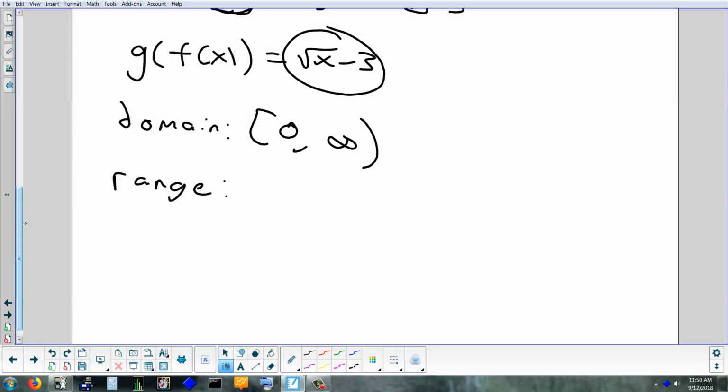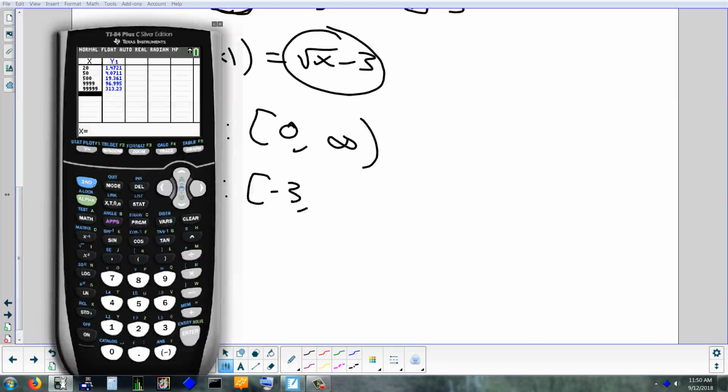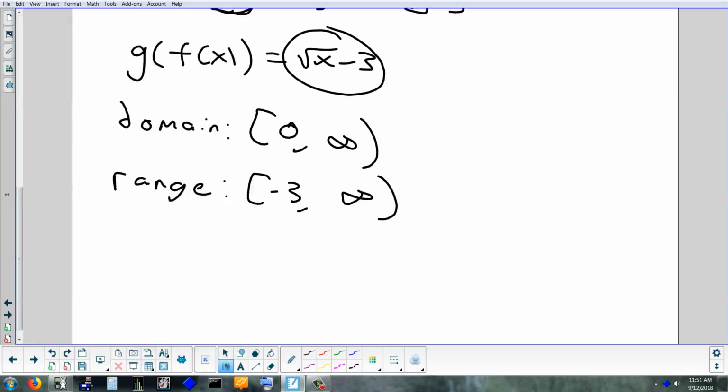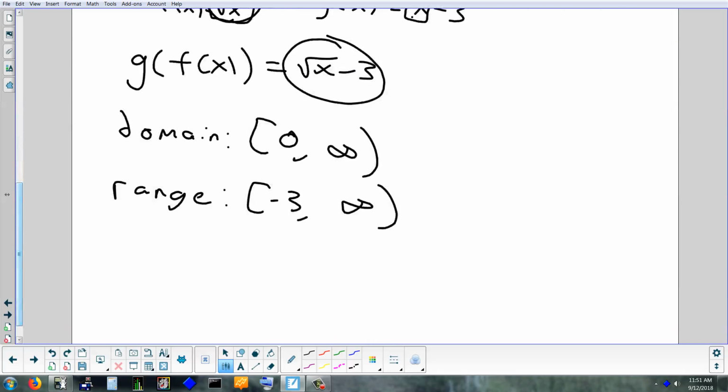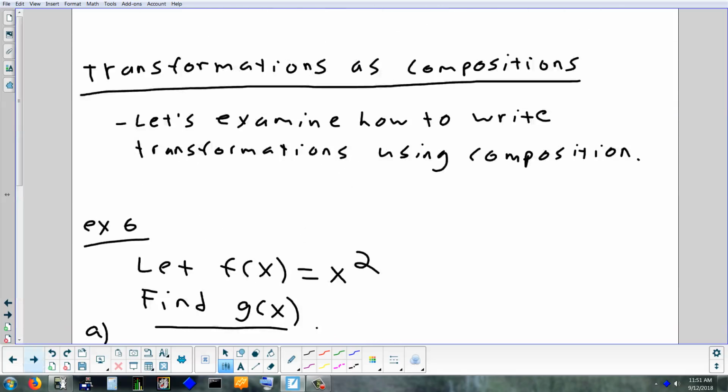So your range is what Justin said. Starts at -3. In fact, it hits -3 right on the axis. If I hit trace, you can see that. So 0, -3 is a point on the graph. So -3 up to infinity. Questions on that one? So domain is not too bad with a composition function, just takes a little practice.